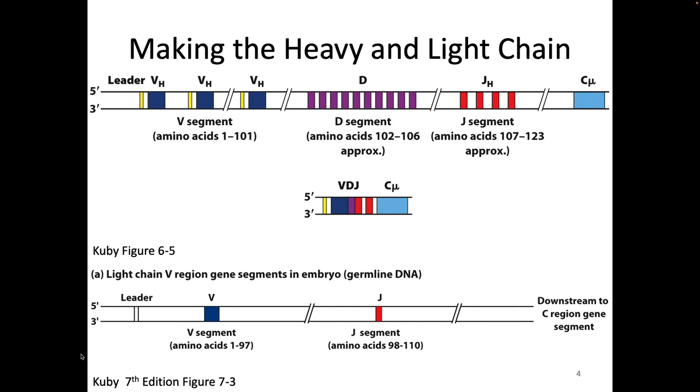For the light chain, we're going to do this process again. We're going to be putting together a V segment and a J segment. This is on a different chromosome. We're making here the variable region of the light chain, and this will be paired with some genetic information for the constant region.